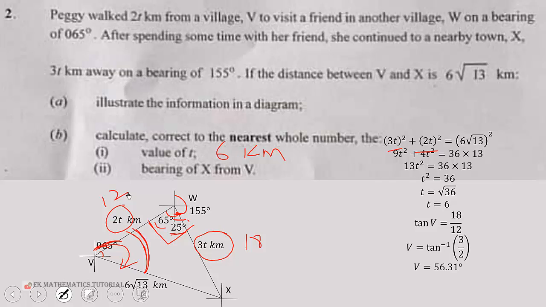Now 56.31 is 56 degrees to the nearest whole number. So we add the 56 to the 65, and that will give us the bearing of x from V to be 121 degrees.